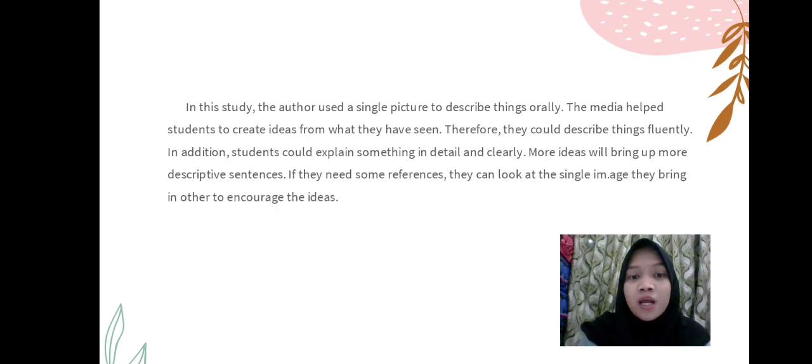The media in this study is a single picture to describe things orally. The media helps students to create ideas from what they have seen. Therefore, they can make descriptive sentences. In addition, students can explain something in detail and clearly. More ideas will produce more descriptive sentences. If they need some ideas, they can look at the single image and their brain will automatically generate ideas.